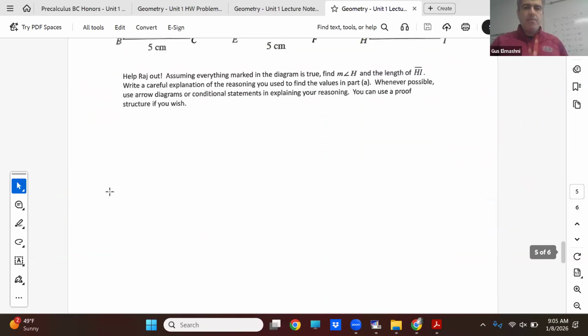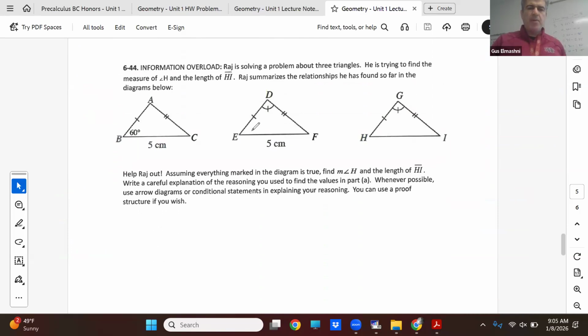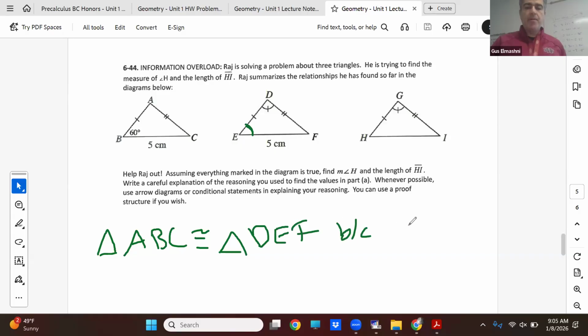So what do you think angle E is going to equal? Well, first of all, what can we see about triangle ABC? It's congruent to what triangle? DEF. Because of what? Well, SSS, because you know that this lines up with this lines up with this, and of course these are both 5 centimeters. That's how I know that.